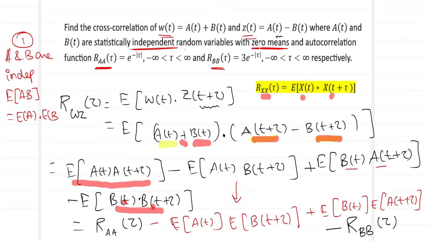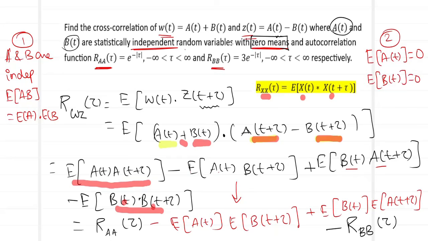Now we will make a note of the second piece of data which has been given to us. These random variables A and B have zero mean. What do we mean by it? The second quantity available for us, point number 2, is that E of A of t is equal to 0, that is, the mean of A is 0. The second one is that E of B of t is also equal to 0. A and B have zero mean.